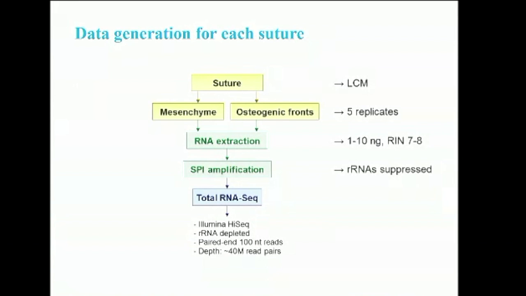Because of the amount of material that we're generating, we have to do SPIA amplification. During this amplification, we are basically generating total RNA amplification, but this is done in such a way that we suppress rRNA transcripts. So we can do total RNA profiling without having a lot of reads going into rRNAs. We do total RNA sequencing on Illumina HiSeq, with rRNA-depleted material, generating paired-end 100 nucleotide reads up to a target depth of about 40 million read pairs. That's what we're aiming for each of the suture regions.